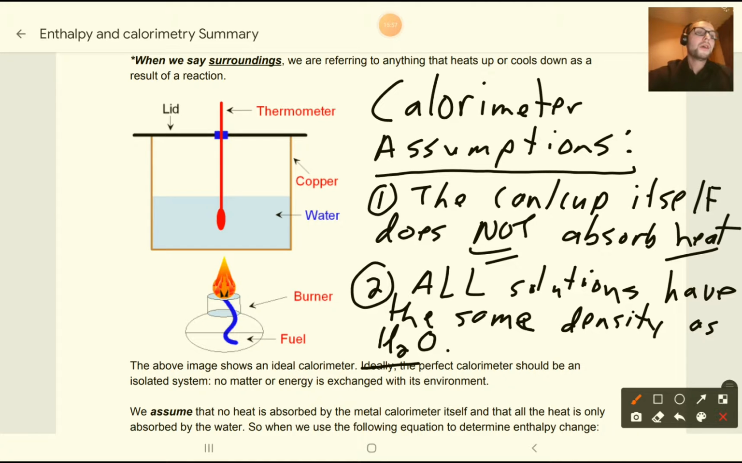H2O. And so what that means is if I give you, let's say, a solution of sodium hydroxide or a solution of HCl, you assume that that solution is mostly water, and so we're going to treat it like water. So if I say 200 milliliters of HCl, you're going to pretend that it's 200 milliliters of water and put it in as you would for the mass and treat it like the surroundings.